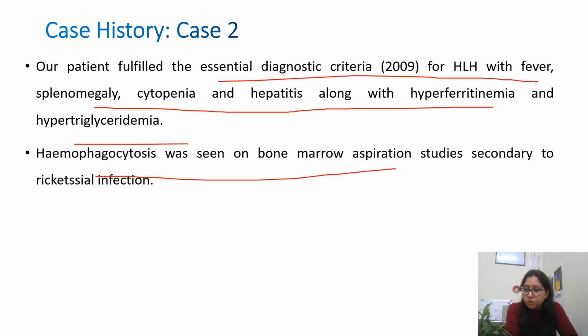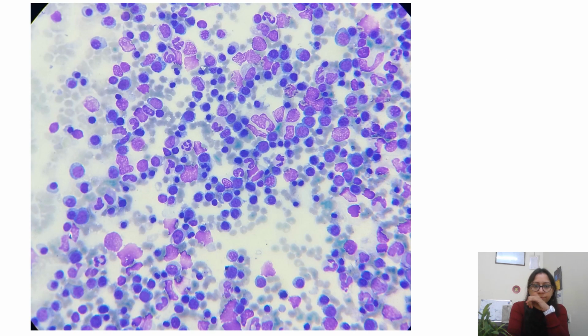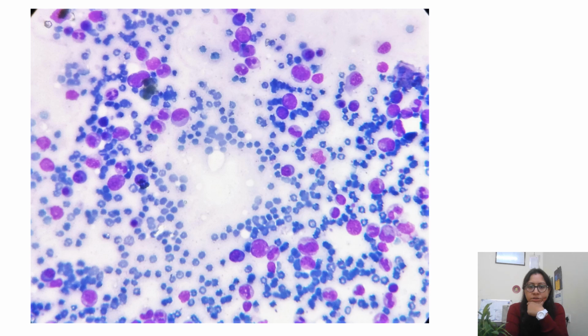So that was in both cases secondary to rickettsial infection. In both the cases, the rickettsial serology was found to be positive. So these are a few more bone marrow aspirate pictures. This is a cellular marrow you can see, and the prominence of erythroid series cells is very much appreciable in this smear. This picture shows the different stages of myeloid maturation.